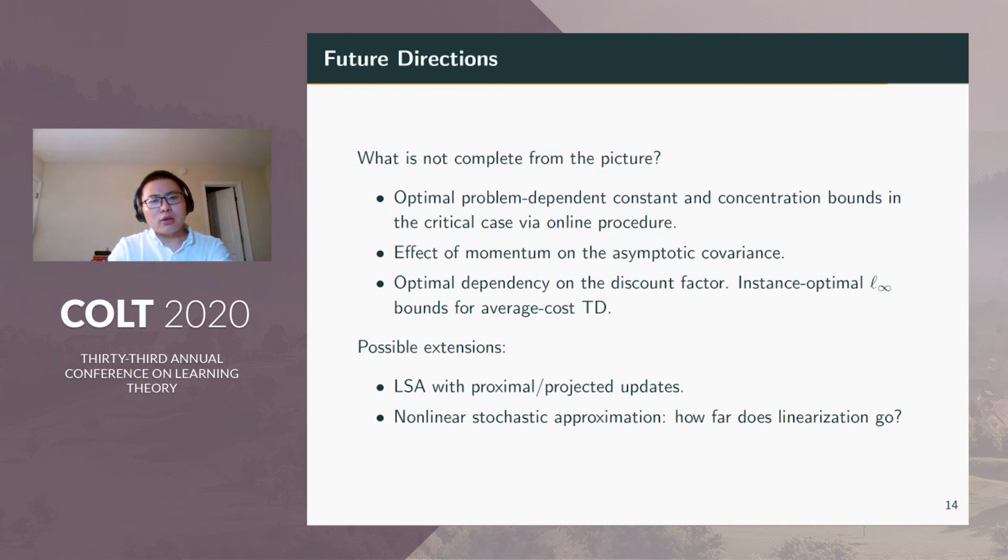Given the current work, there are a lot of future directions to extend. First, it is not clear how to use an online procedure to achieve the optimal problem-dependent constant in the critical case, as I just discussed. There is also the problem of how to characterize precisely the effect of the momentum on the asymptotic covariance. And in the TD learning example, although we have only logarithmic dimension dependency, the dependency on the discount factor is not optimal. In an extremal case, if the discount factor is 1, it becomes the average cost TD problem, and it's also interesting to see the instance optimal infinity norm bound in such a setting. There are also possible extensions by linearization to the nonlinear setting. Okay, thank you.